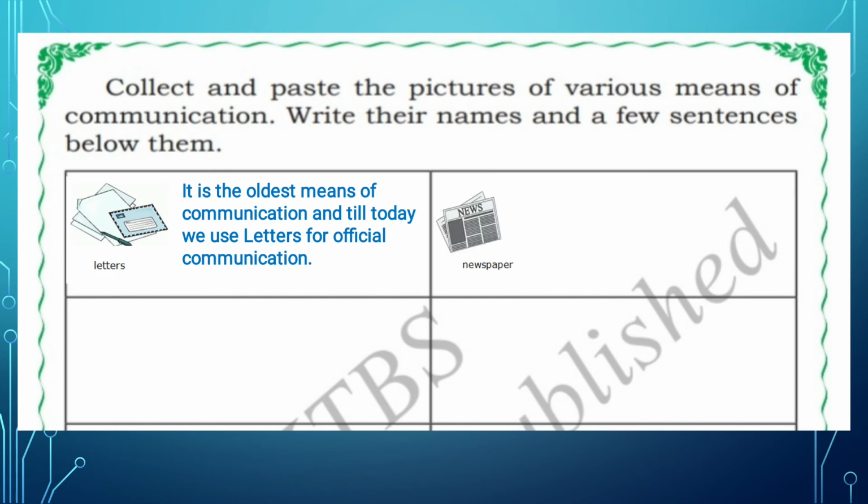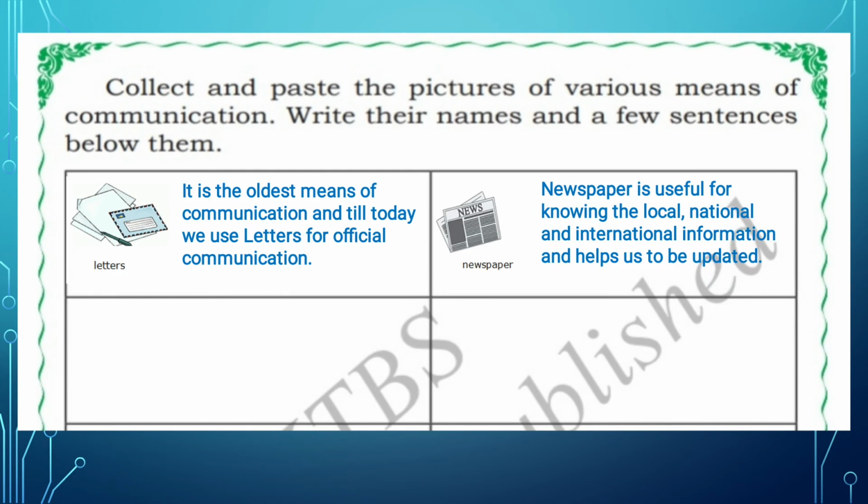Next is newspaper. Newspaper is useful for knowing local, national, and international information and helps us to be updated. What is the purpose of news? We have studied now. It is useful for knowing what is happening in our surrounding area, in our country, and also around the world. By reading the newspaper we will be up to date. What happened yesterday we will come to know today, and what is happening around the world we will come to know day by day.